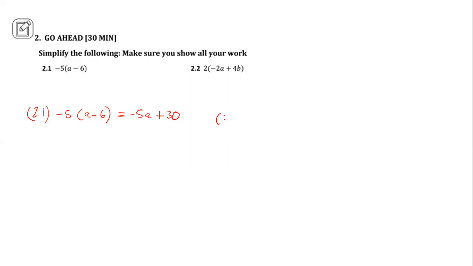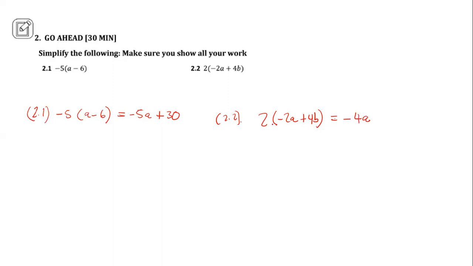Now we move to 2.2, whereby we have 2 times negative 2a plus 4b. We still abide by the very same rule. So here we have two terms once more, and then we have 2. Let's multiply these two terms, which is a binomial, by positive 2. Now let us distribute. We say 2 multiplied by negative 2a, it will be negative. We multiply the numbers, 2 multiplied by 2, it will be 4a.